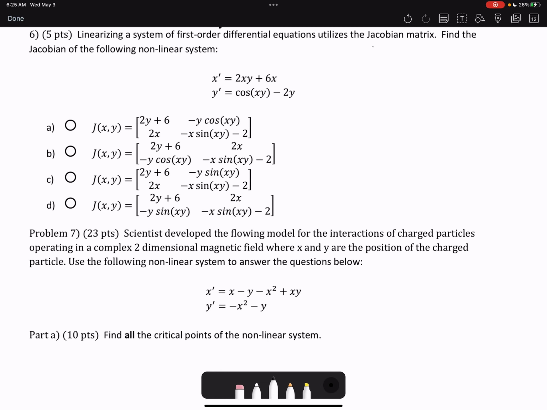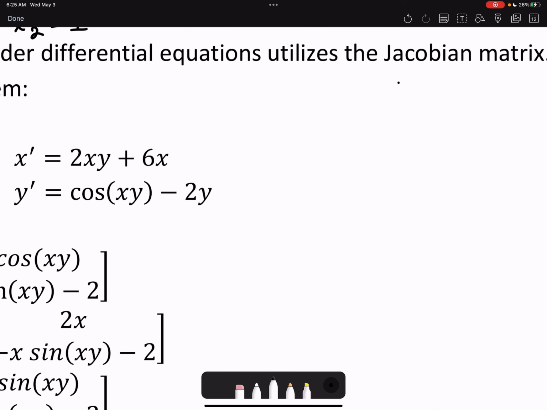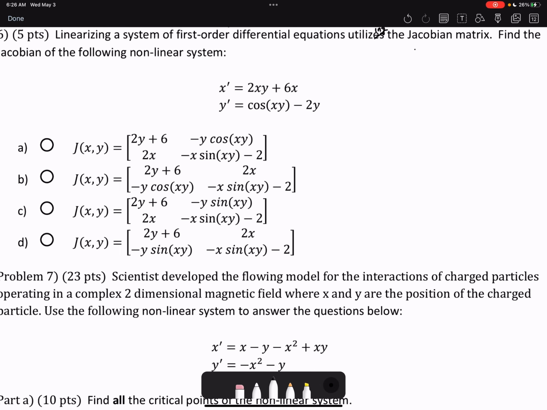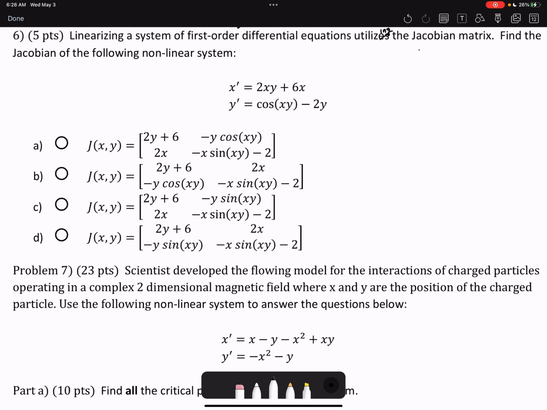Linearizing a system of first-order differential equations utilizing the Jacobian matrix. Find the Jacobian of the following nonlinear system. Because remember what the Jacobian is useful for.